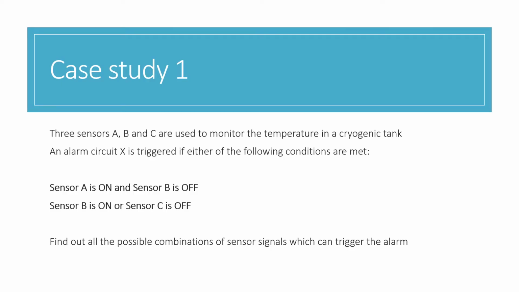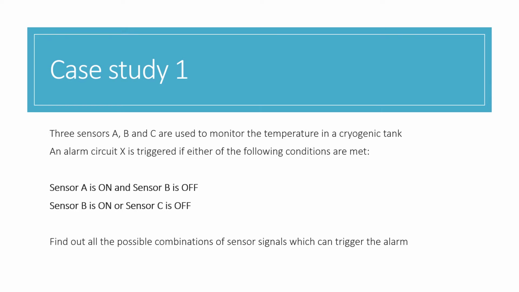So imagine that a cryogenic tank is monitored by 3 circuits, 3 sensors. An alarm is triggered if either of the following conditions are met. A is on and B is off, or B is on or C is off. Find out all possible combinations of sensor signals which could trigger the alarm.